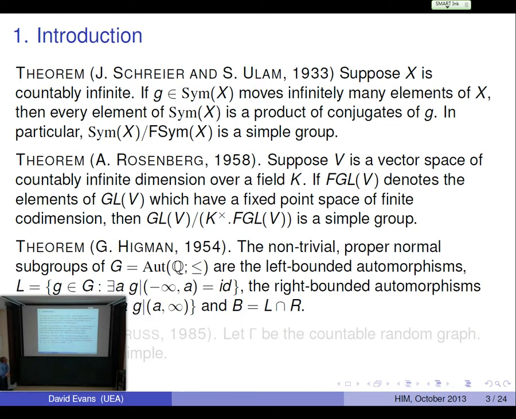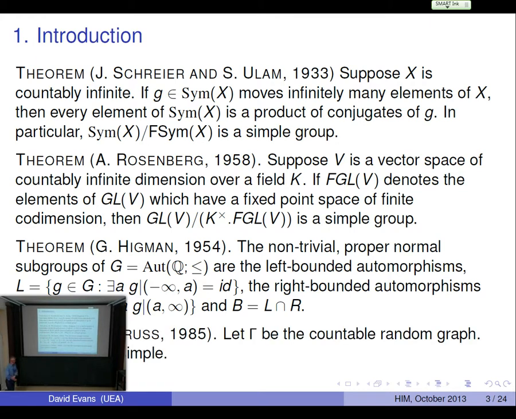Okay, another classical result, Graham-Higman, looking at the normal subgroups of the order-preserving permutations of the rationals. The non-trivial proper normal subgroups are the left-bounded automorphisms, so those that fix all rationals below a certain rational A there, the right-bounded automorphisms, and you can see there's a typo there, and the intersection of these, the bounded automorphisms, and then you've just got the trivial group and the whole group giving you the normal subgroups. So this is a slide of classical results.